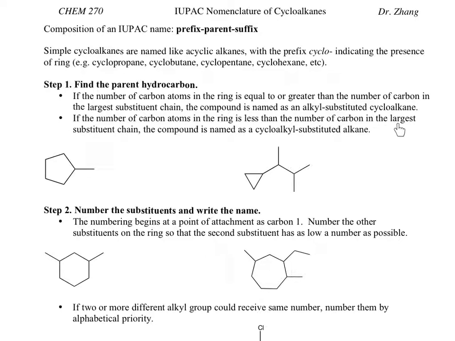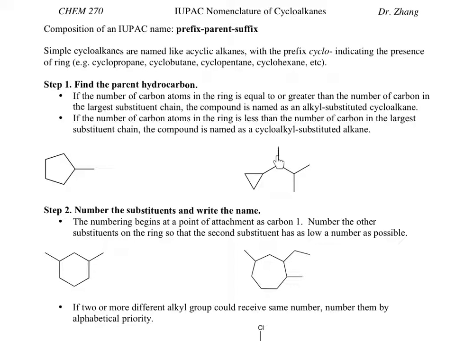And the second scenario is if the number of carbon atoms in a ring is less than the number of carbons in the largest substituent chain, the compound is going to be named as an alkane, and your cycloalkane would be named as a substituent, just like in this case.